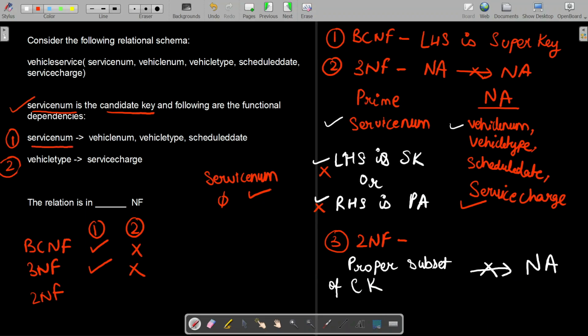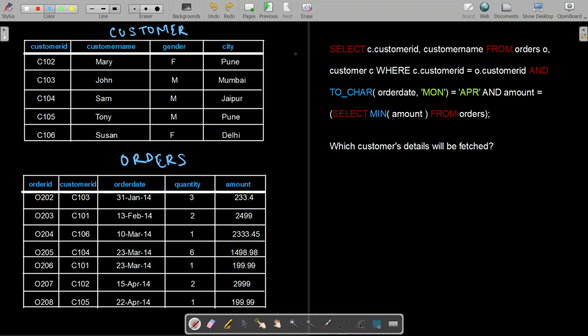Service num is already a candidate key and vehicle type is not a proper subset of our candidate key. So both these relations satisfy the 2NF property. So the answer here is the relation is in 2NF form. So let's move on to the next question.